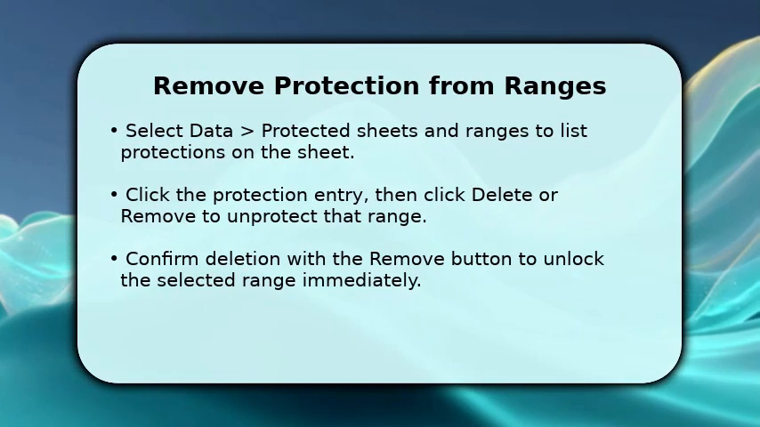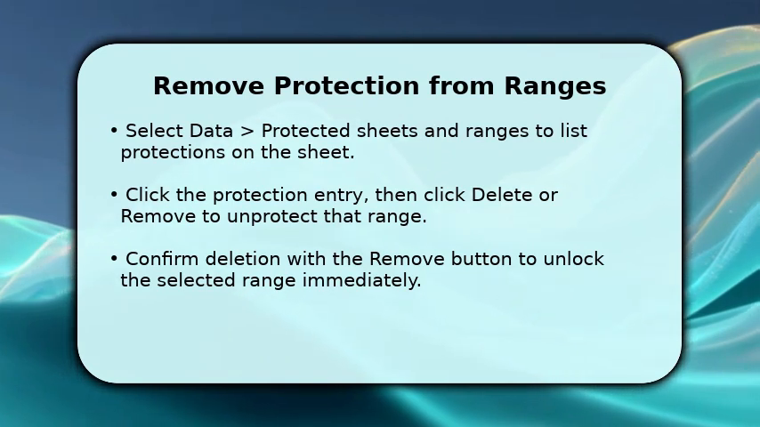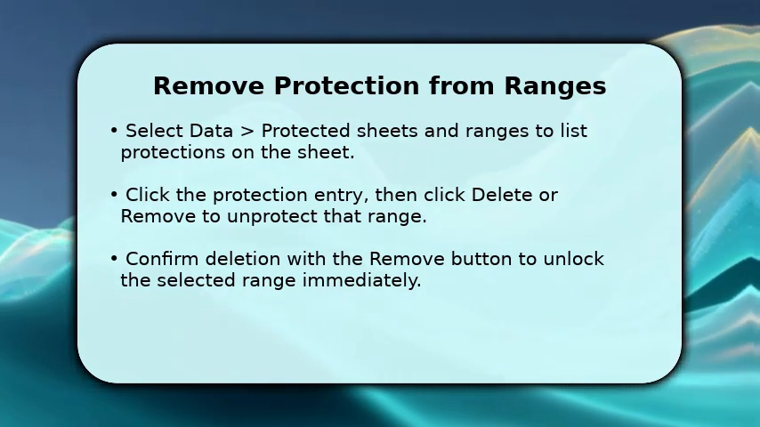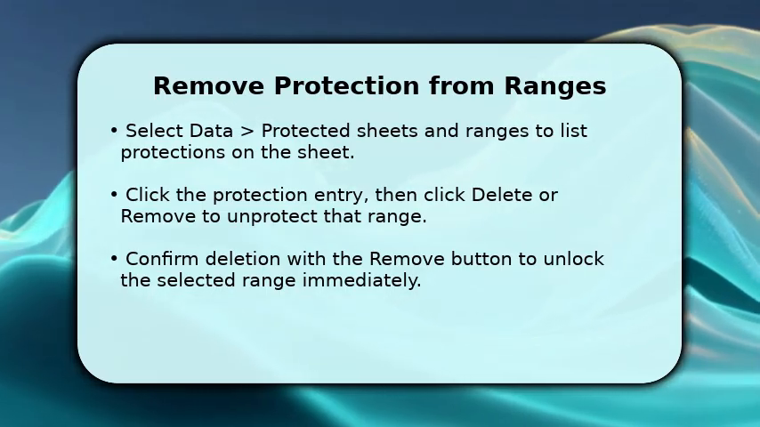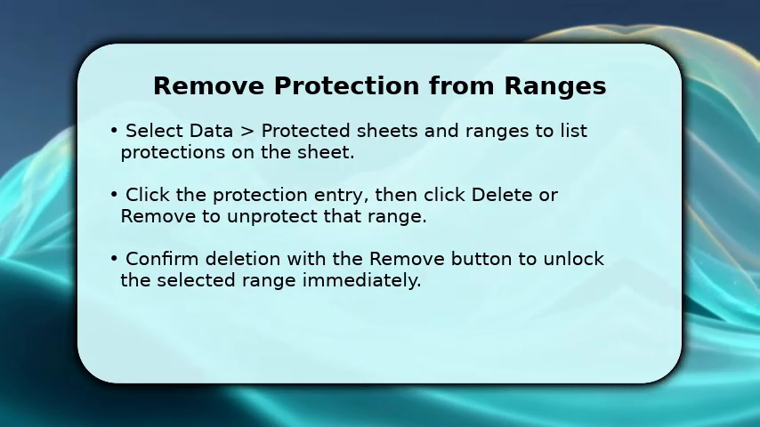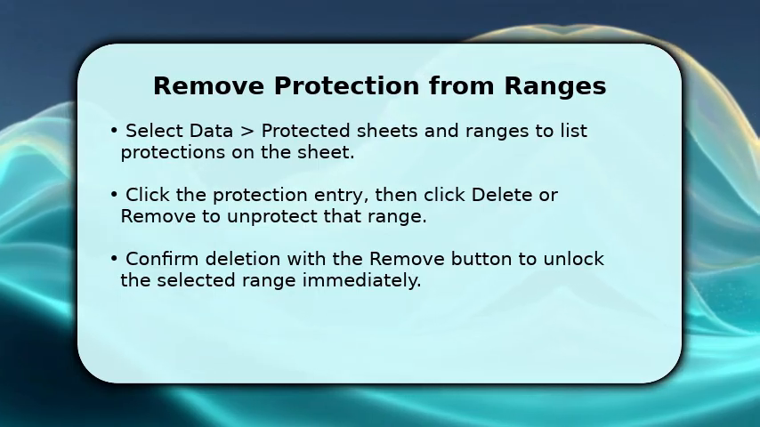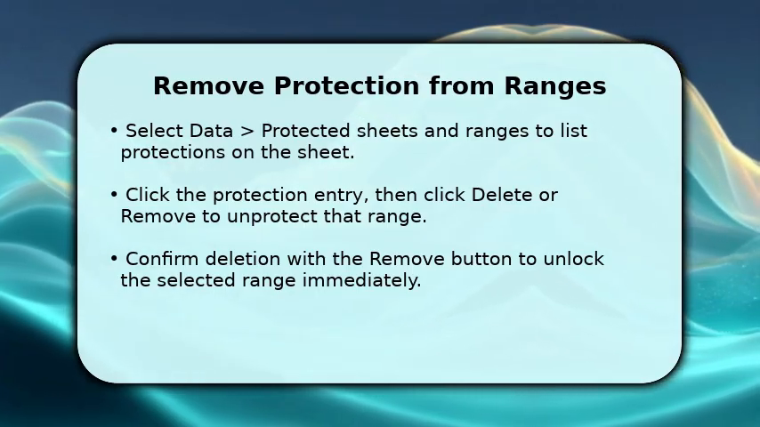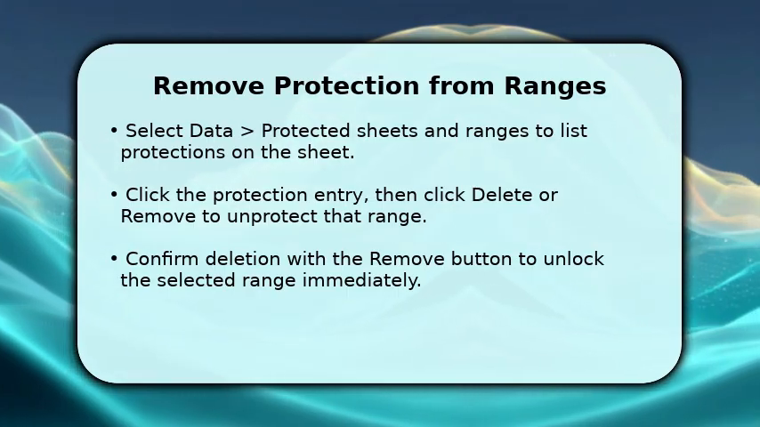Now, we will remove protection from specific ranges inside the sheet. Open Data, then Protected Sheets and Ranges to list protections. Click the protection entry you want to change. In the right panel, click Delete or Remove to unprotect that range quickly. Confirm the deletion by clicking Remove when prompted by the dialog. The selected cells will unlock immediately and become editable for editors or viewers with permission.